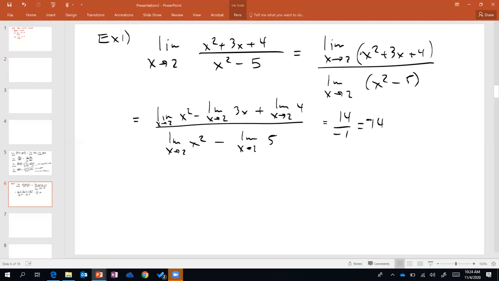So now let the fun begin. We good? If you can plug it in, absolutely plug it in. Good. So then what happens if you can't plug it in? And that's where we have fun.